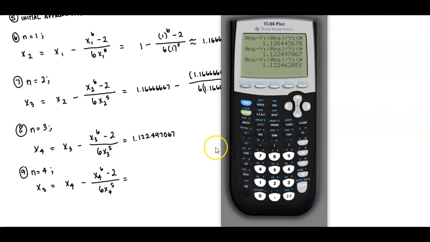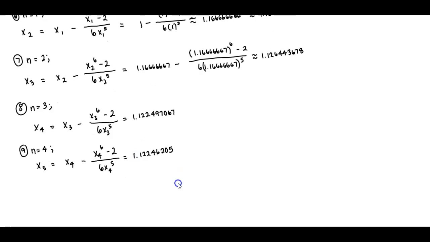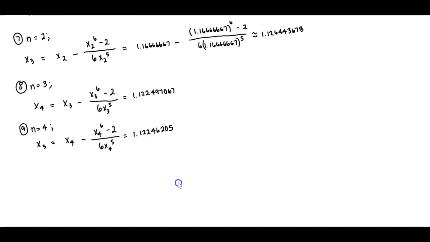Okay, and therefore we get the next value, which is given as 1.12246205, because we're rounding to 8 decimal places. Okay, and now let's go to when n is equal to 5, and let's see what happens there.